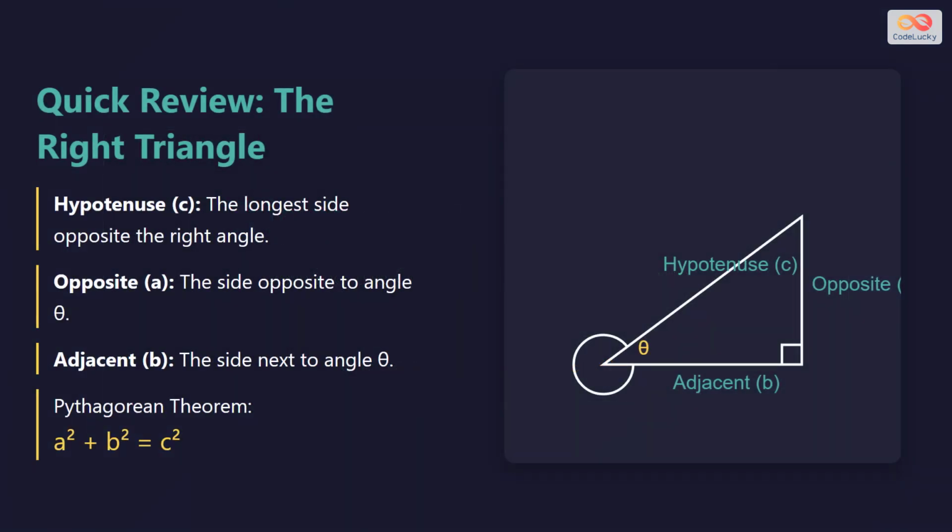Let us start with the basics. Here is a standard right-angled triangle. We have an angle theta. Opposite to that angle is side A, adjacent to it is side B, and the longest side is the hypotenuse. See, the Pythagorean theorem tells us that a squared plus b squared equals c squared.